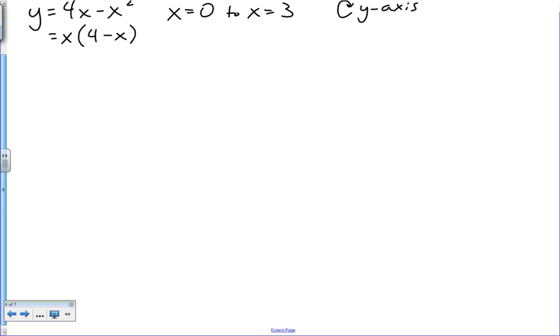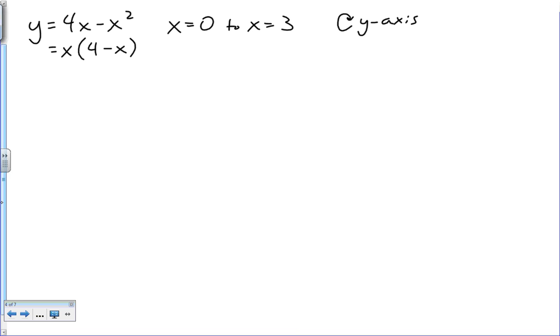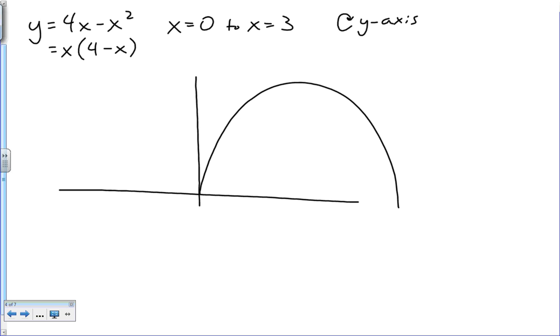So I know where it crosses the x-axis. I should be able to come up with a pretty accurate sketch of this thing, but I am going to rotate around the y-axis, so I want to have enough room here in both the first and second quadrant. So 4x minus x squared is going to look something like this. Okay, and it crosses the x-axis again at 0 and at 4. However, we're only worried about the region from 0 to 3. So this would be 2. We'll say that right here is 3.